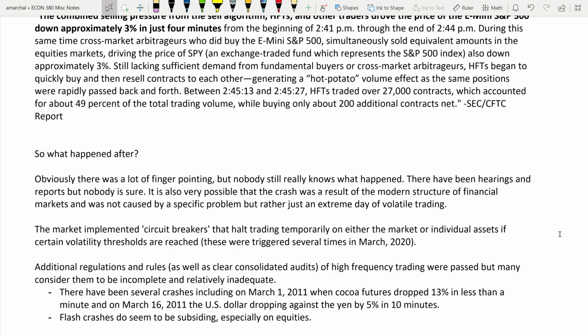But in specifically the futures market, we have seen quite a few crashes, such as when cocoa futures dropped 13% in a minute on March 1st of 2011, or even in the Forex market when the dollar dropped against the yen by 5% in 10 minutes. So we do still see these crashes that really don't seem to be spurred by anything other than algorithmic trading. But some people argue that this is a major problem, that this is the outcome of a corrupt system, and other people just say nobody is really hurt in the long term, and if we want this decentralized market structure that uses technological tools available, we have to be willing to accept that every once in a while we get weird days such as the flash crash in 2010.